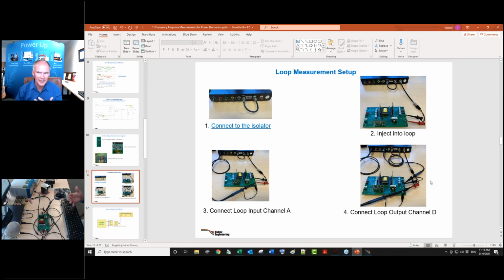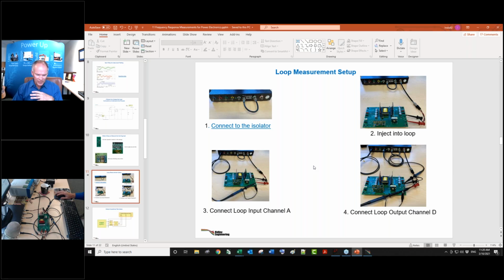So don't be afraid of this. This is easy. And then you start learning, okay, what's too much signal? What's not enough signal? What's the bandwidth supposed to be? How should I make all this work? So get in the lab and do it.